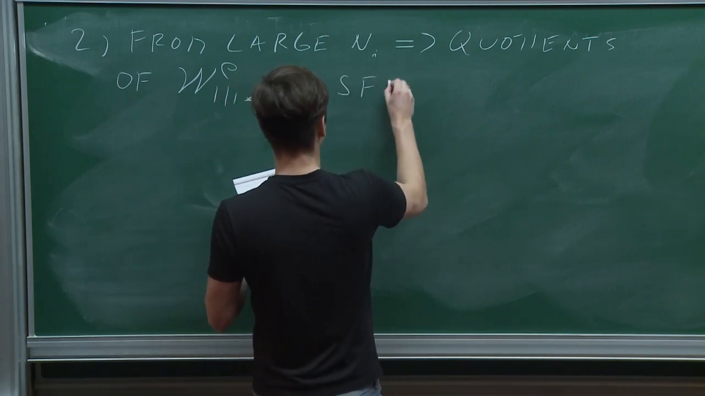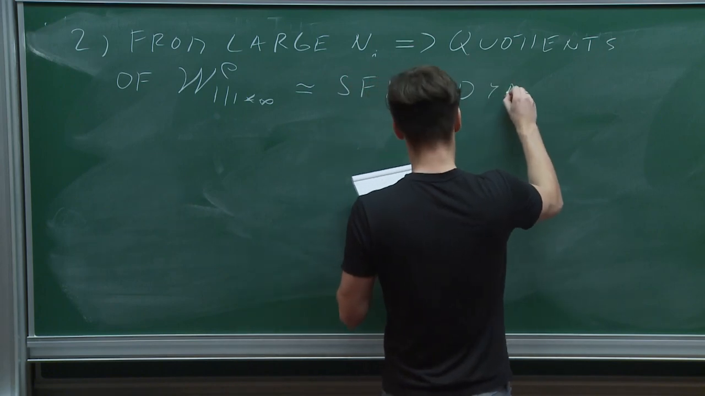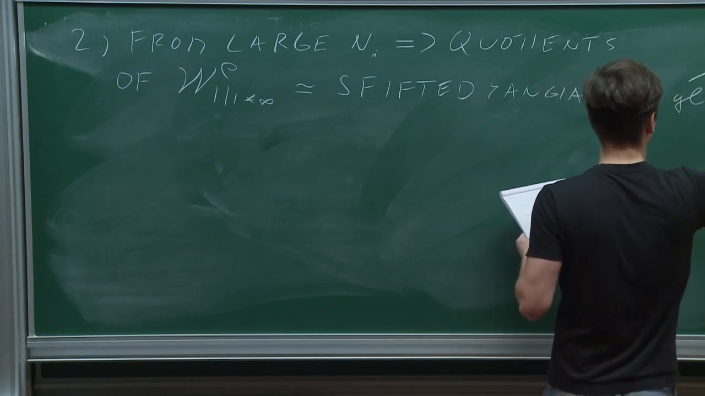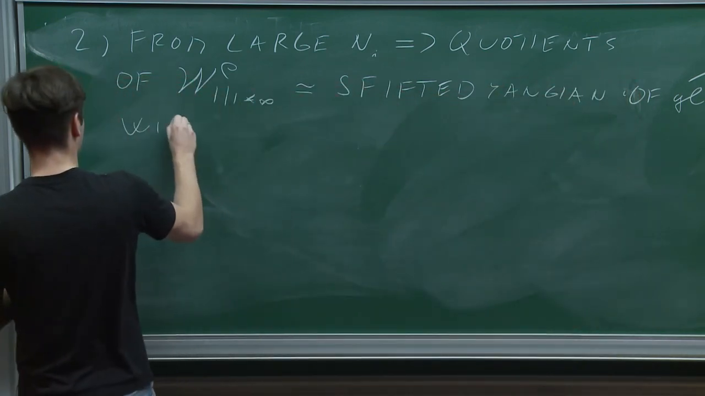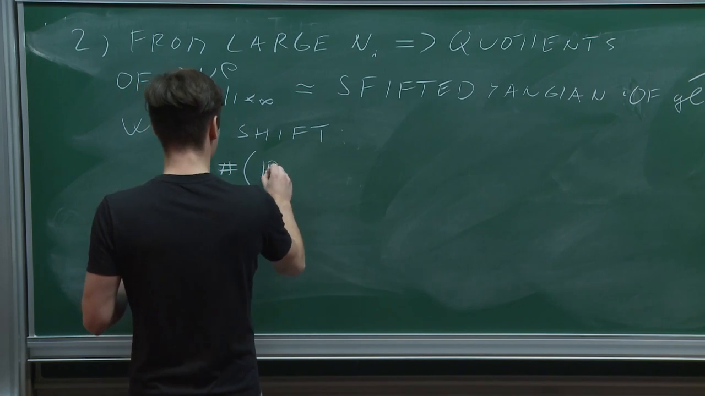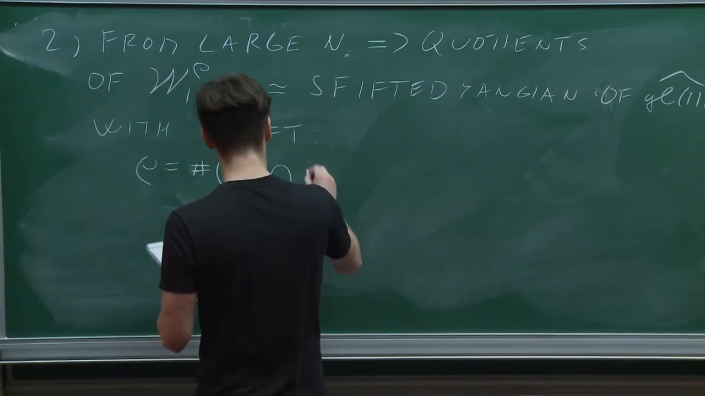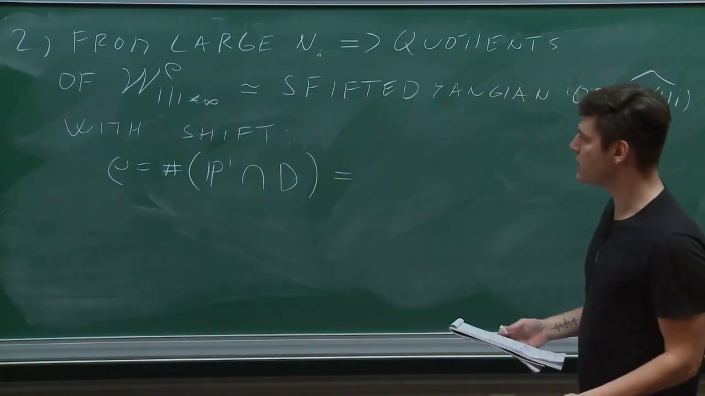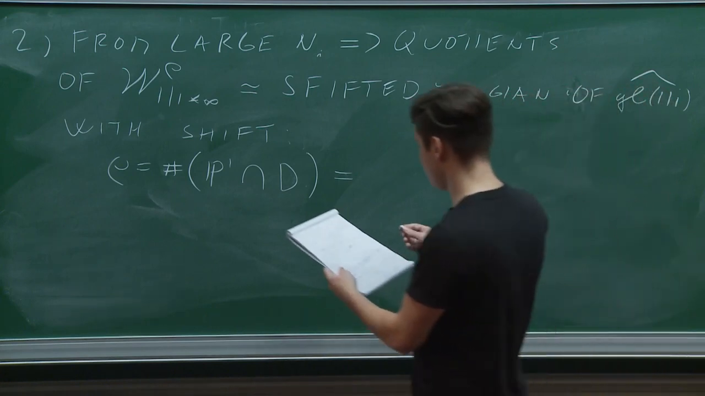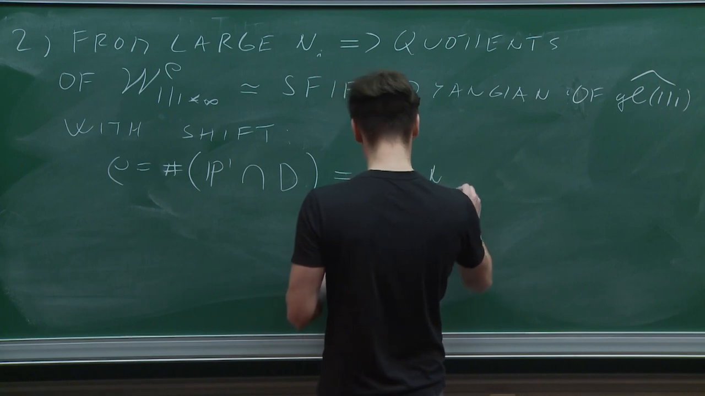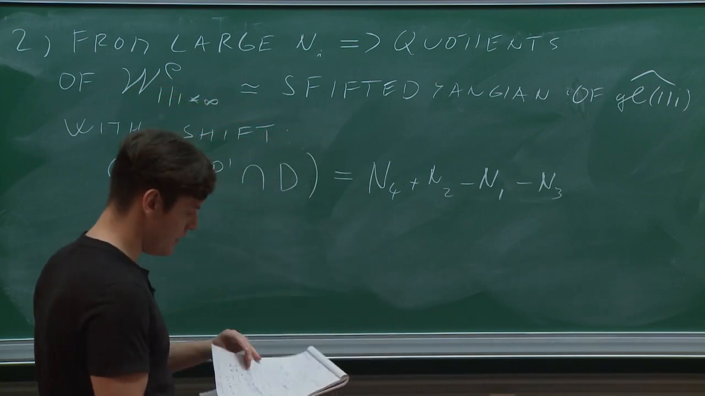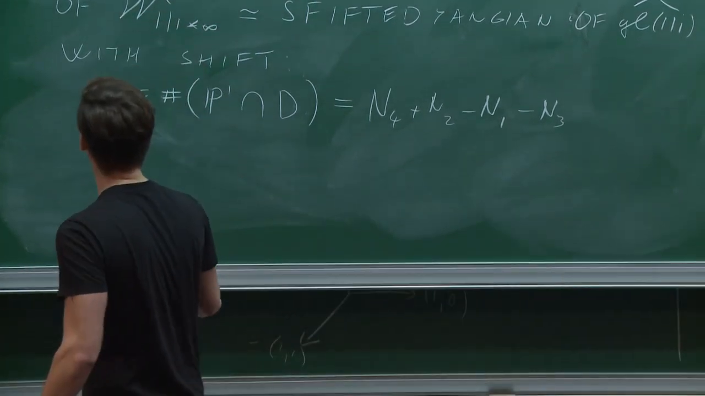that is conjecturally isomorphic to the shifted Yangian of GL(1|1) hat with shift being the intersection number of the P1 of the resolved conifold with the divisor. In general, there are going to be more shifts, and the shifts are going to be parameterized again by intersection numbers of various P1s inside the toric Calabi-Yau threefold with the divisor. And in this case, one can explicitly write it as N4 plus N2 minus N1 minus N3. So that was the second definition.